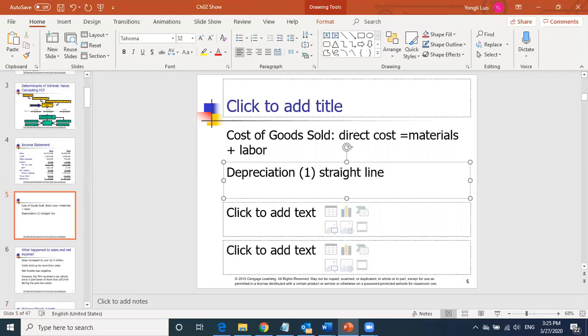Straight line depreciation is that, for example, you have a product that is worth $1,000, and the life is 10 years. You can use it for 10 years. So the straight line depreciation is $1,000 divided by 10. After 10 years, the value of that product is gone. So the depreciation you do is $100 every year.